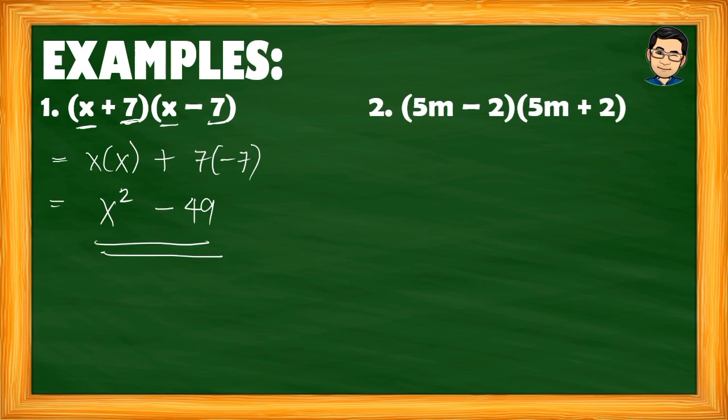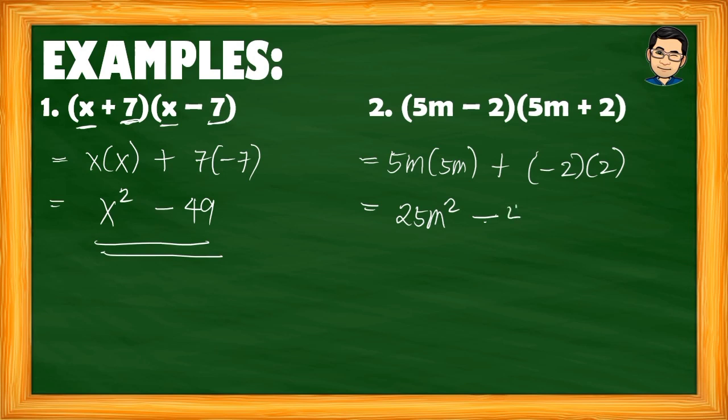Next, 5m minus 2 times 5m plus 2. So again, multiply natin yung dalawang first terms. So 5m times 5m plus the product of the two last terms. So negative 2 times 2. Ayan. So 5m times 5m, that is 25m squared. And then plus the product of negative 2 and 2 is negative 4. So susulat lang natin negative 4. So our final answer will be 25m squared minus 4.